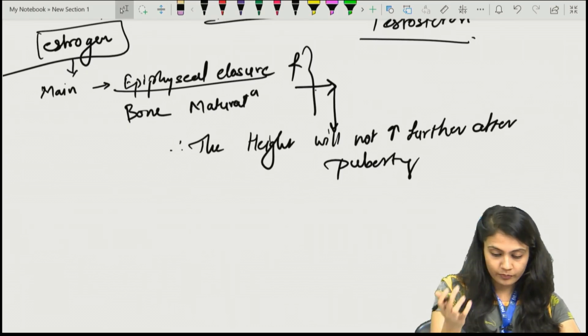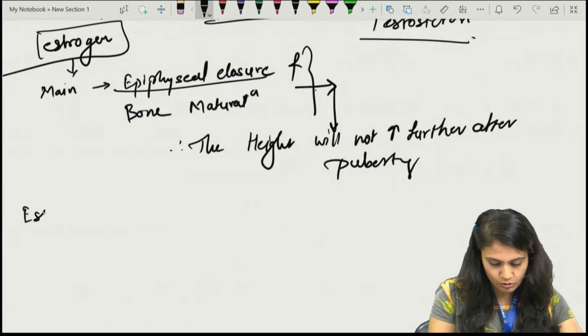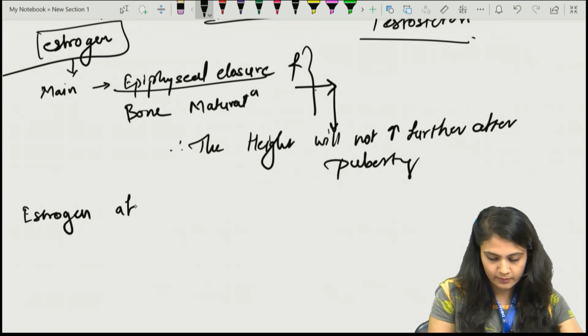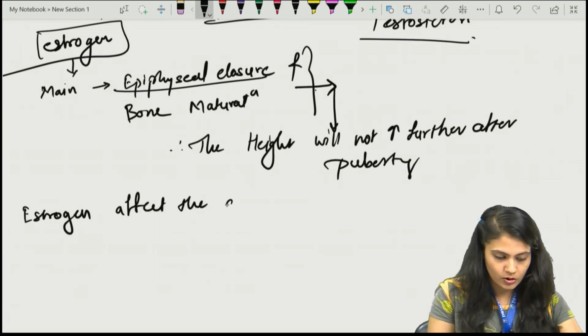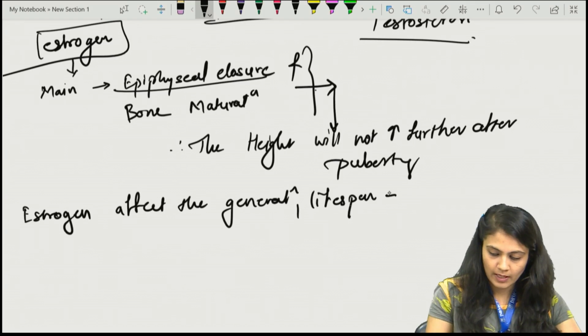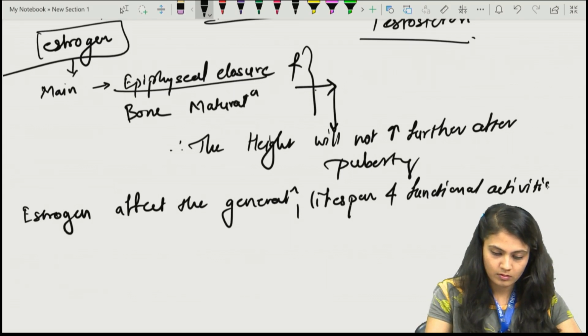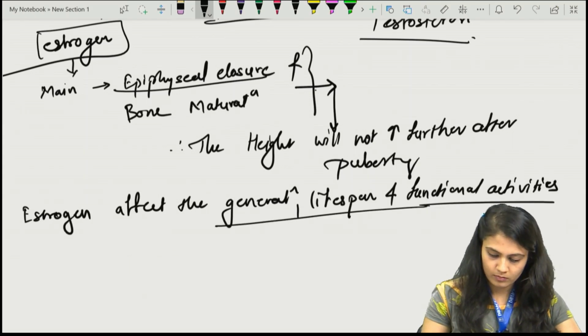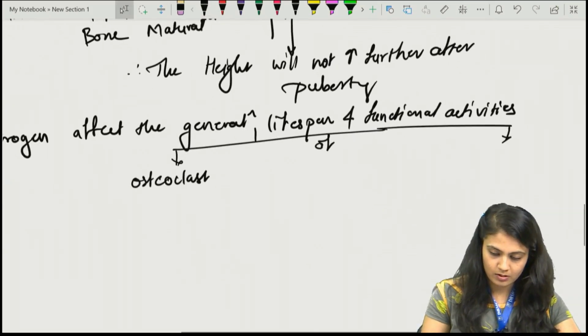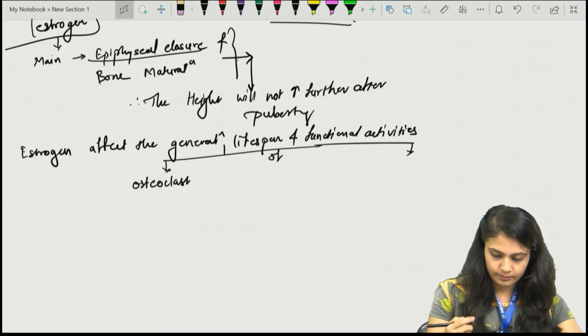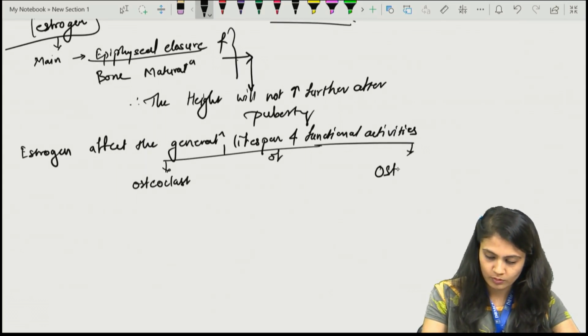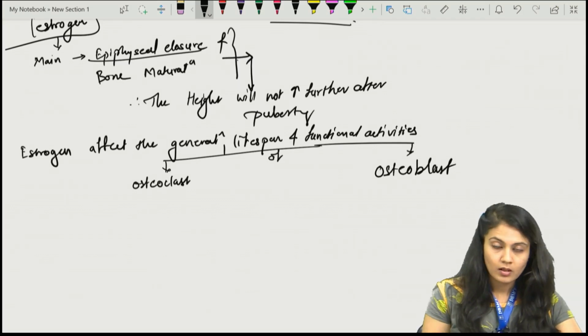Why is estrogen the main one? Because estrogen affects the generation, lifespan, and functional activities of osteoclast as well as osteoblast. It controls them. So how does it control them?